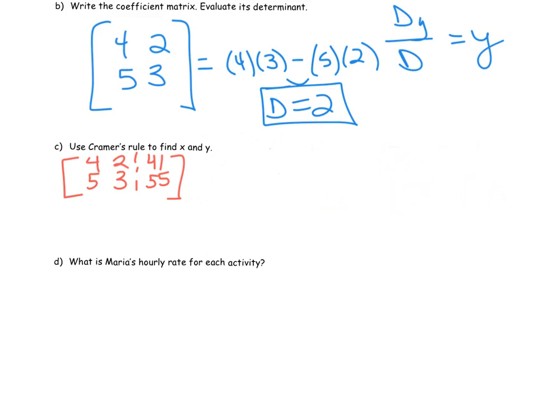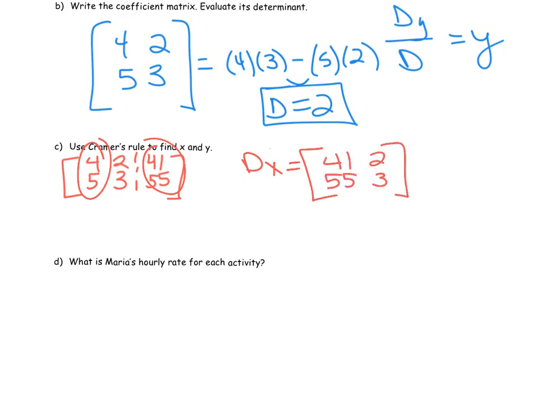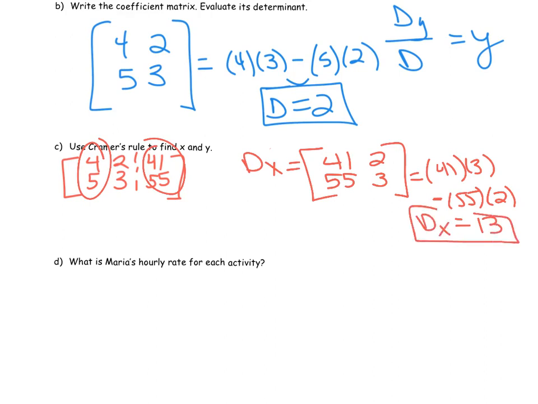Let's get dx. dx is going to be replace the x column with what's on the right-hand side of the equal sign. So I have 41, 55, 2, and 3. Our determinant will be 41 times 3 minus 55 times 2. 41 times 3 minus 55 times 2 is 13. So dx is equal to 13.